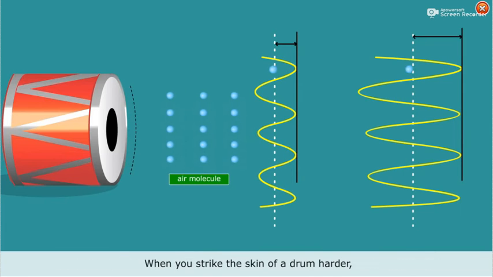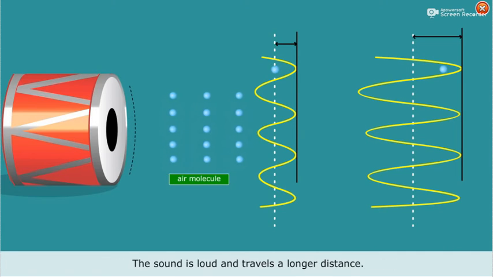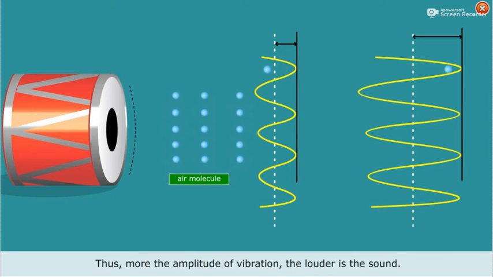When you strike the skin of a drum harder, the skin moves a greater distance about the mean position. The sound is loud and travels a longer distance. Thus, the more the amplitude of vibration, the louder is the sound.